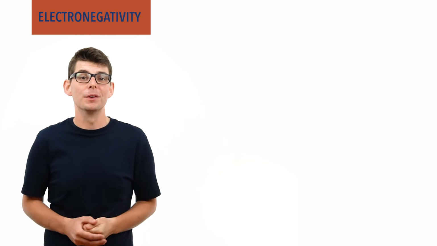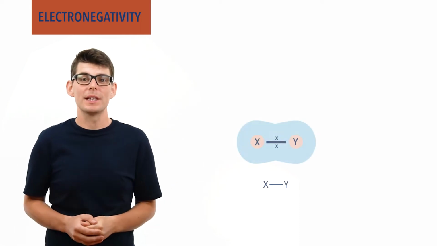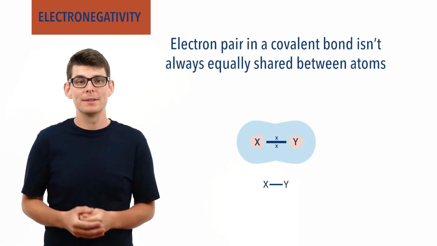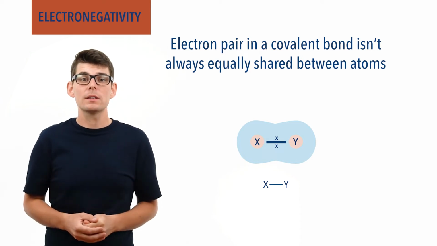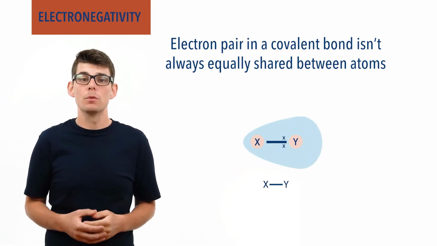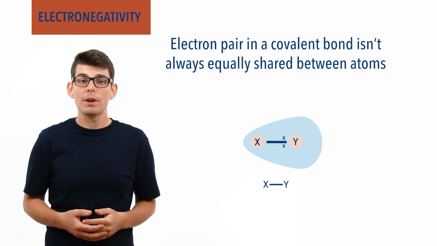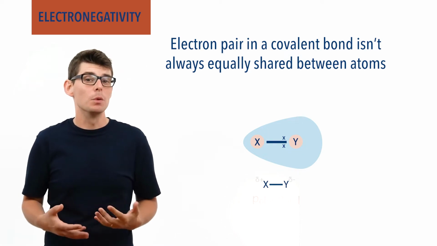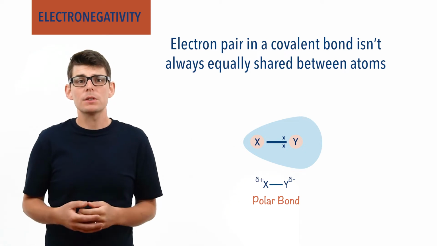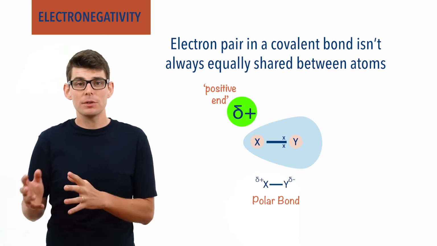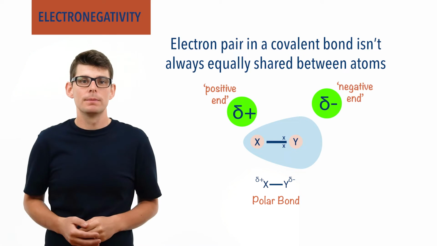Recap done, let's go! In a covalent bond, the pair of electrons shared between atoms isn't always equally shared. Sometimes one atom will pull the electrons towards itself more than the other, leading to an unequal distribution of electron density and the creation of a dipole moment or polar bond. The bond is described as being polar as it has a positive end and a negative end.